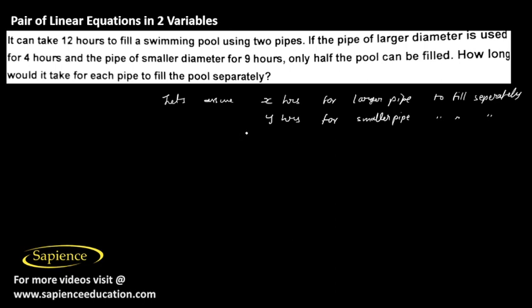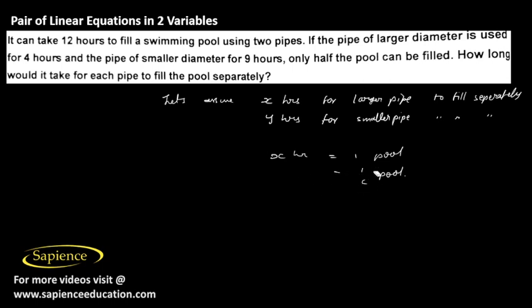Now it's given it takes 12 hours if we use both the pipes together. Now we can write it as an equation like this. Together they will take 12 hours, but let's consider only the first hour. We just turned on the larger pipe, and in 1 hour, how much of the pool will be filled? In x hours, one pool is filled. So in 1 hour, we should take the x to the left hand side, and it will become 1/x. So 1/x of the pool will be filled in 1 hour.